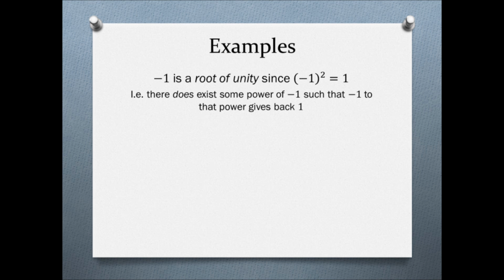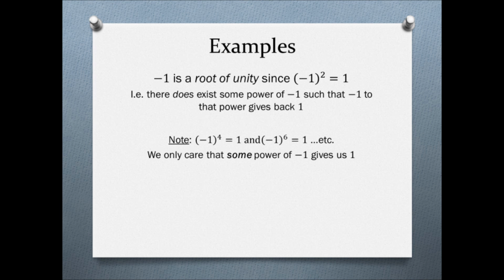Now, as for some examples of numbers that we already know, -1 is a root of unity since -1 squared, or -1 to the second power, gives us 1. In other words, there does exist some power of -1 that gives us 1 back. However, note that -1 to the fourth, -1 to the sixth, and pretty much any even power gives us 1, but we only really care that some power of -1 gives us 1, so at least 1.